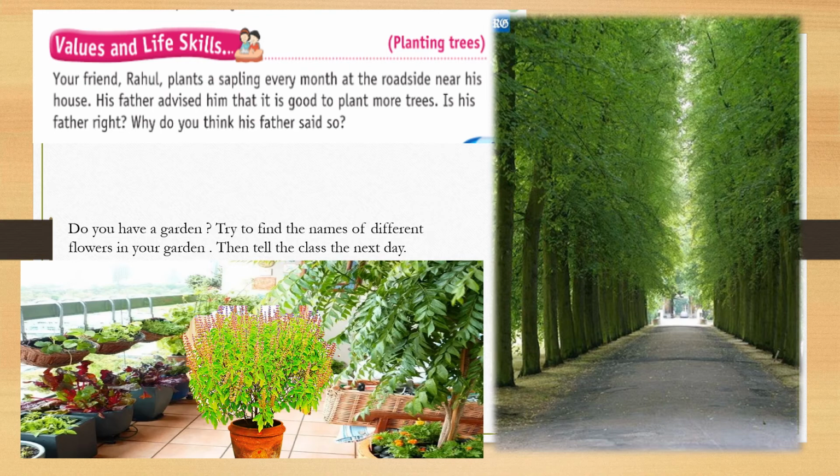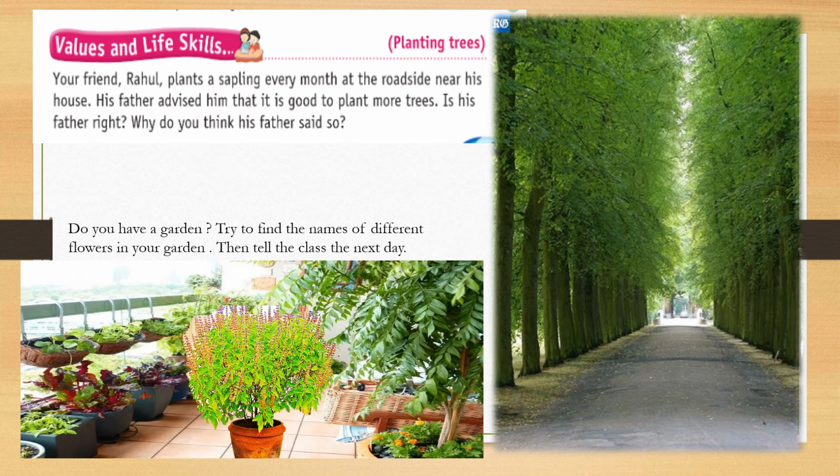Why is roadside plantation important? So students, the reason is that roads are useful for vehicles, right? And have you seen the smoke which comes from vehicles? Vehicles are a major cause of global warming. They produce carbon dioxide, right? And if we plant trees at the roadside, it will help to purify the air.